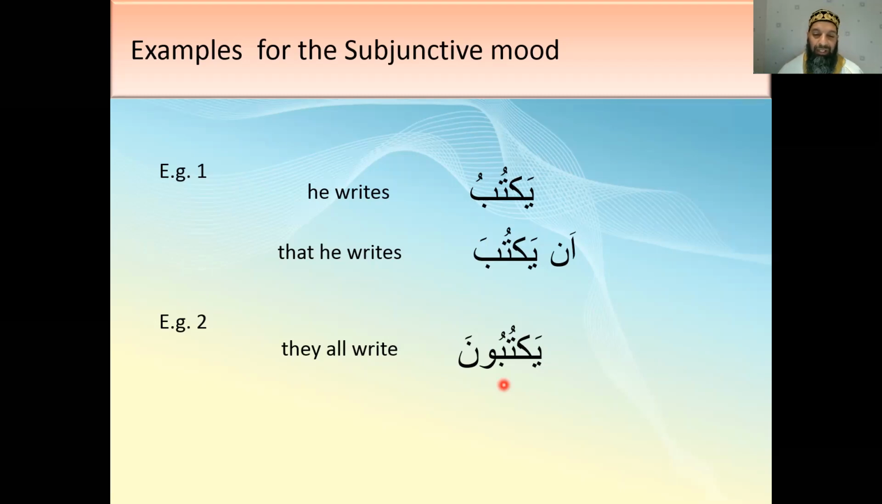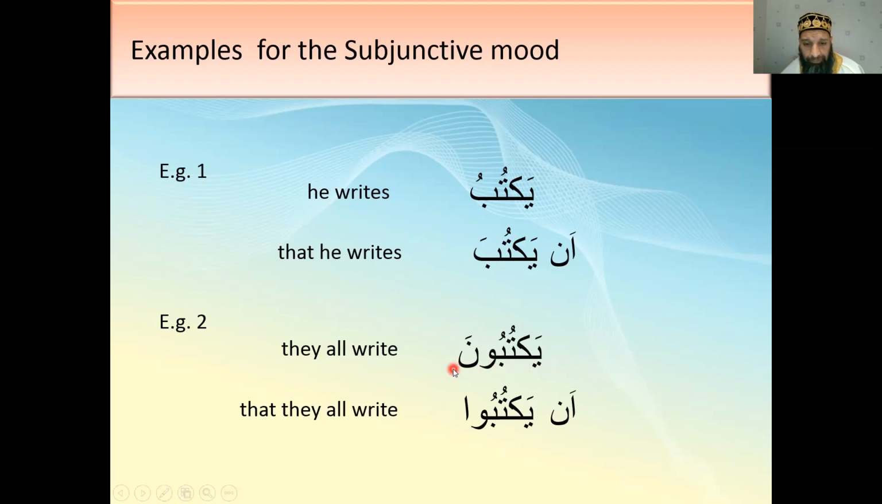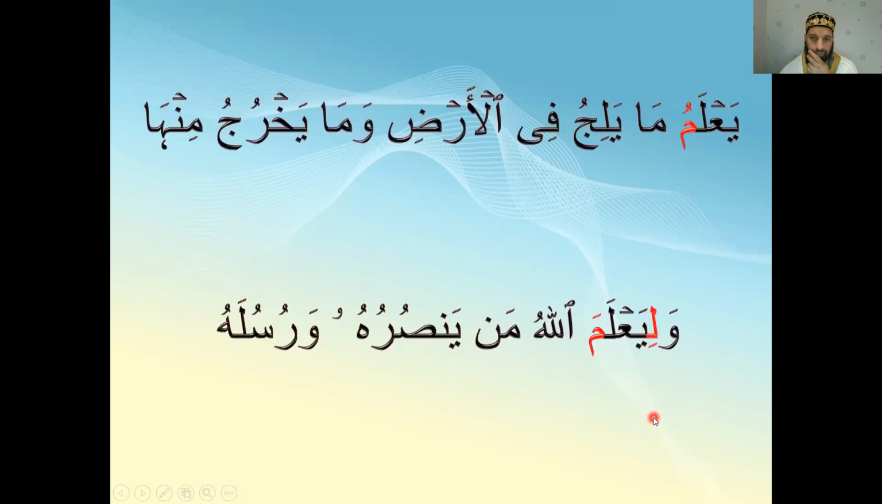I spoil the fun. So you've got yaktubuna, they all write. And then an has come in front of it. So yaktubuna can't have the na because this is a mansubifier. It's mansubified this. So the noon has dropped and just an alif has appeared there. It may be a tajweed thing to separate between this verb and the next verb, but that's how it looks in the Quran.